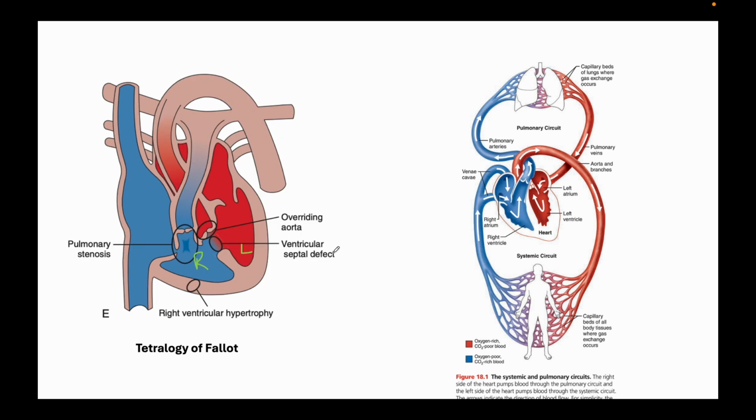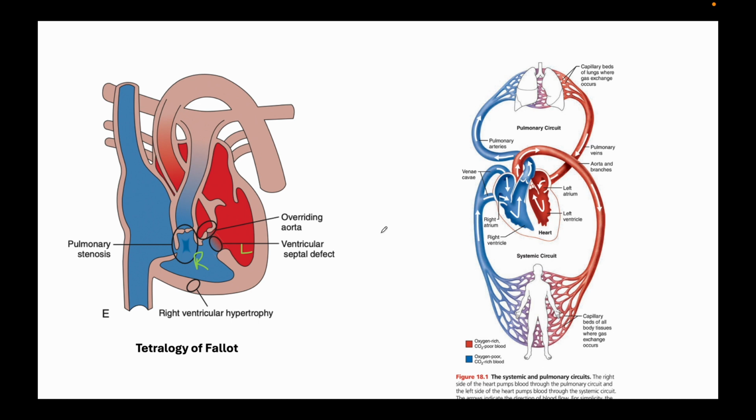Now, there are 4 things going on in this picture. Number 1 is ventricular septal defect. There's a hole between the right ventricle and the left ventricle. Number 2, the aorta is sitting above the ventricular septal opening. Number 3 is the pulmonary stenosis, meaning the narrowing of the pulmonary valve, which results in number 4, the right ventricular hypertrophy. Because there are 4 things going on in this condition, it is called Tetralogy of Fallot.